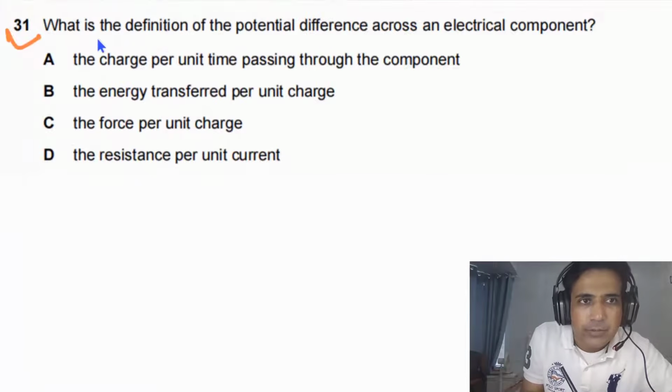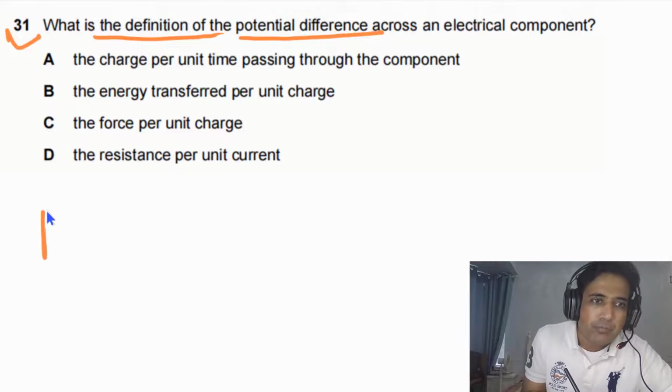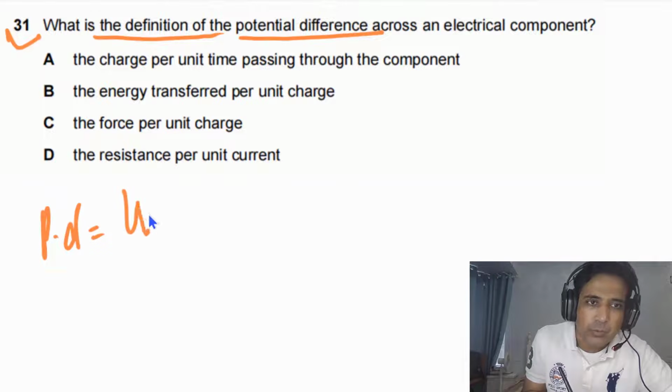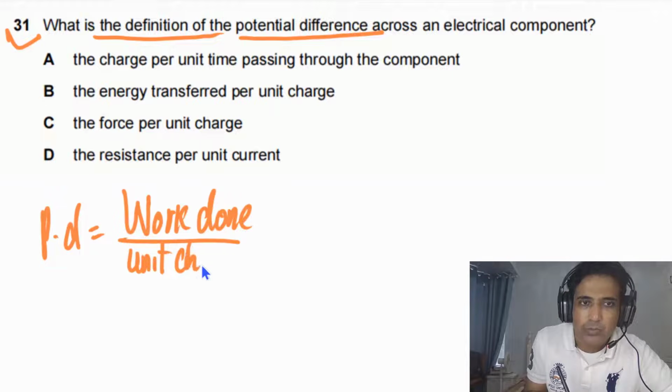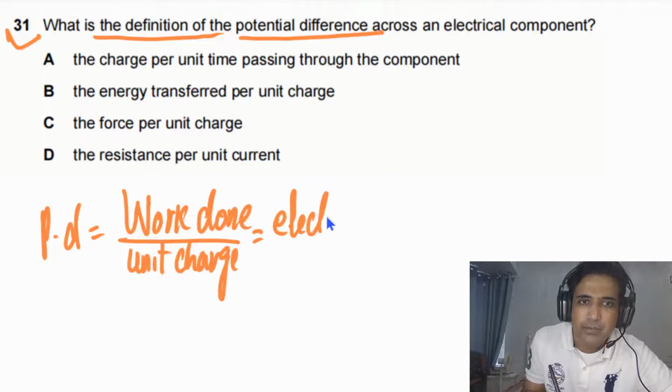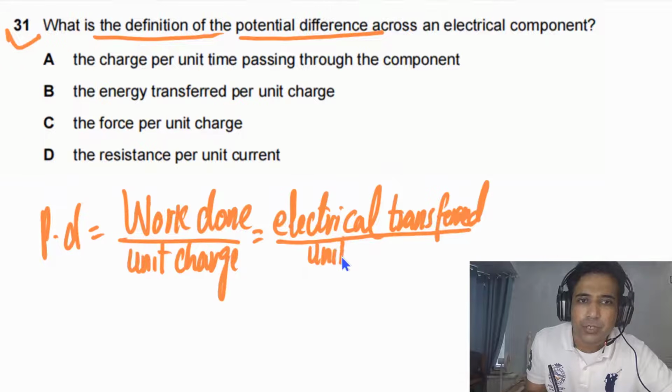Question 31 says, what is the definition of the potential difference across an electrical component? Potential difference is simply equal to the work done per unit charge. Work done per unit charge, or we can say this is the electrical energy transferred to other forms of energy per unit charge in an electrical component.